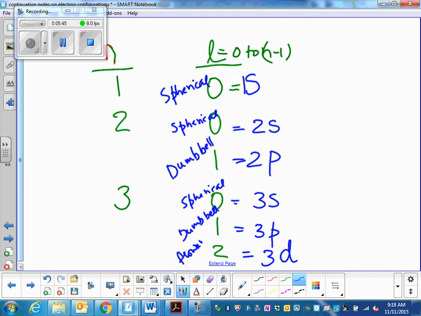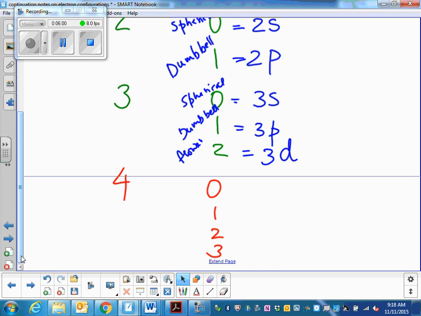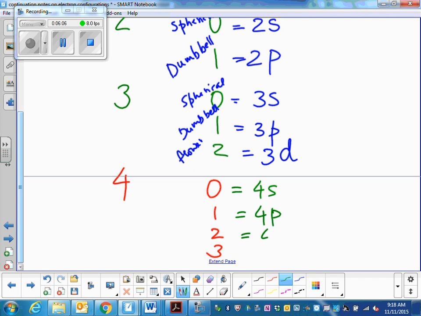So now let's look at n equal to 4. What are the allowed values if n is 4? 0, 1, 2, 3. Those are the only allowed values. So that becomes what orbitals? 4s, 4p, 4d, 4f. Are there more shapes than f? Sure. But we don't know of elements that have so many electrons that occupy those orbitals. Do you understand? These things exist in theory.